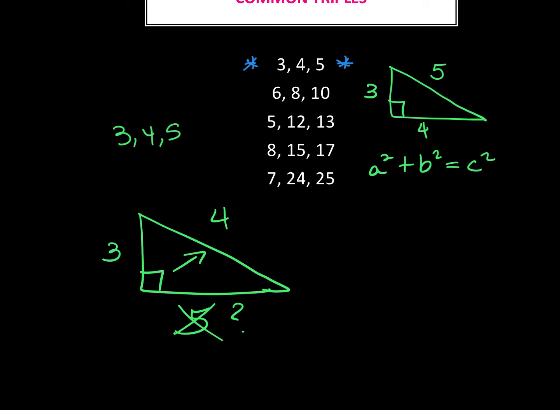Yes. So you can switch the 4 and the 3. Correct. You could switch the 4 and the 3, but you can't switch the 5. So you could have also labeled it like this, where you would have switched the 3 and the 4, but not the 5. The 5 must always be on the biggest side, which is the hypotenuse.